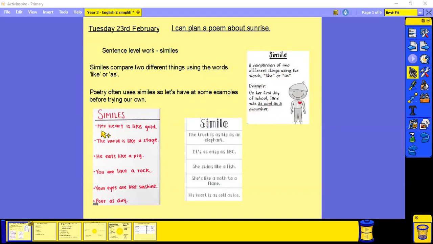So here are some examples. Her heart is like gold. The world is like a stage. He eats like a pig. You are like a rock. Your eyes are like sunshine, poor as dirt. And here, the truck is as big as an elephant. It's as easy as ABC. She swims like a fish. She's like a moth to a flame. His heart is as cold as ice.